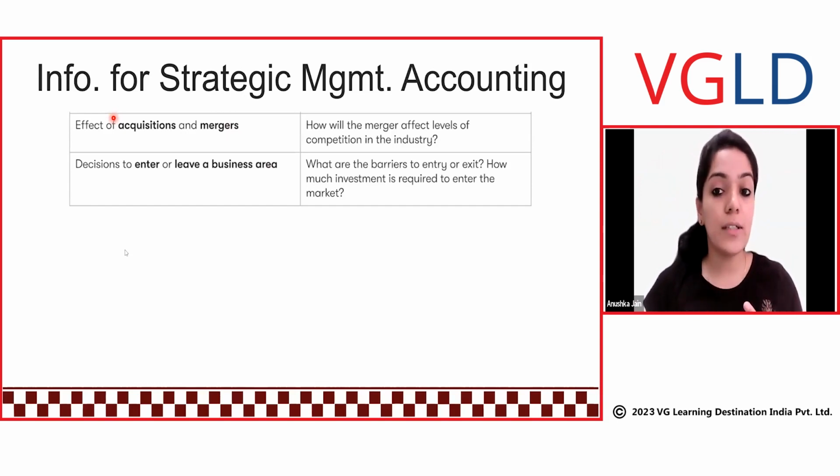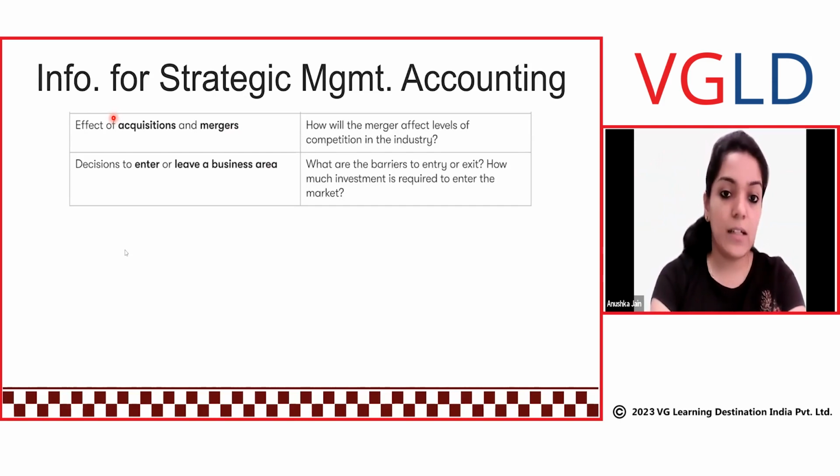How will the merger affect competition in the industry? Okay, so now ClearTrip becomes a competitor for MakeMyTrip. MakeMyTrip is the leader in this travel segment, right? This is how the strategic management thinks, and this is the information requirement at their level.